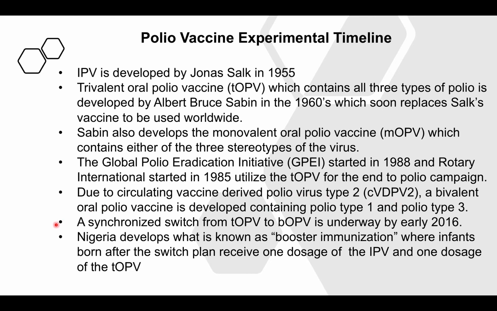A synchronized switch from the TOPV to the BOPV is underway by early 2016 in post-endemic countries and currently endemic countries. That's Nigeria, Pakistan, and Afghanistan. In response to this, Nigeria developed what is known as booster immunization, where infants born after the switch plan receive 1 dosage of the IPV and 1 dosage of the TOPV. So the TOPV, which granted protection from all 3 strains of the virus, was given with one dosage of the IPV, which granted separate protection of wild poliovirus type 2.